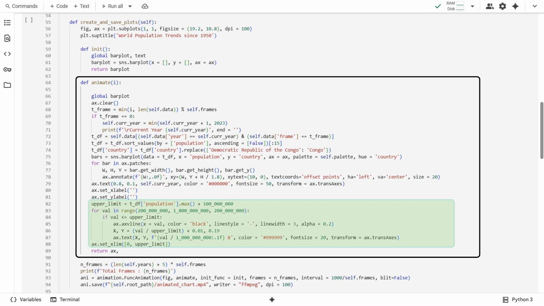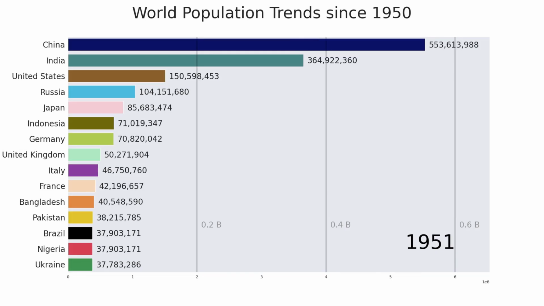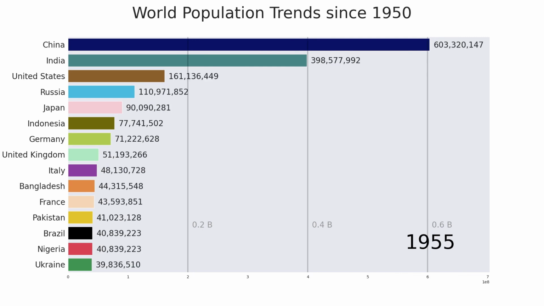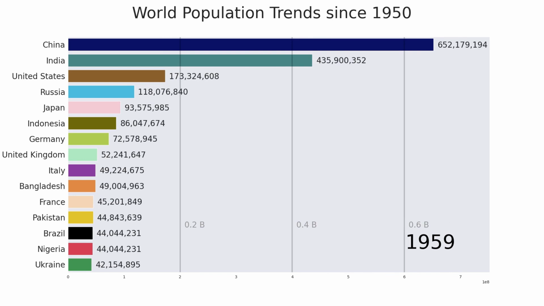This part is to add moving vertical grid lines. For every 200 million within the current range of population, we draw vertical lines on the axis, with accompanying text. This is how a sample plot would look like. For every iteration of the animate function, such a plot is created. When all the iterations are done, and the video has been compiled, it would look like this.